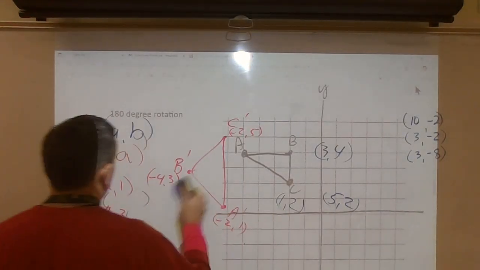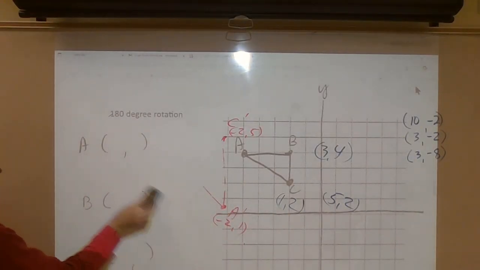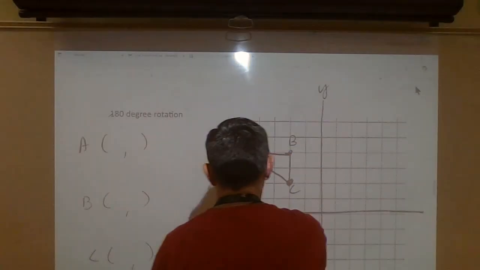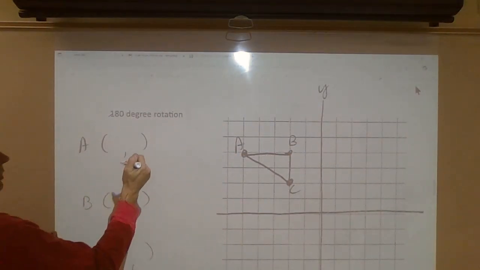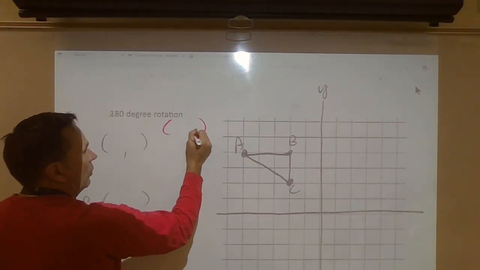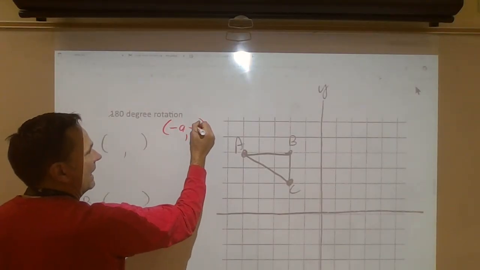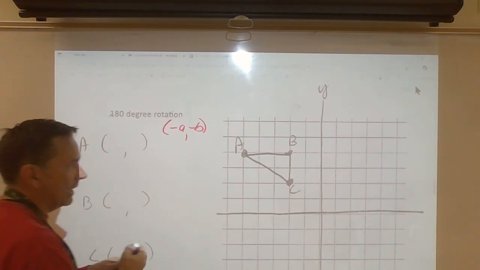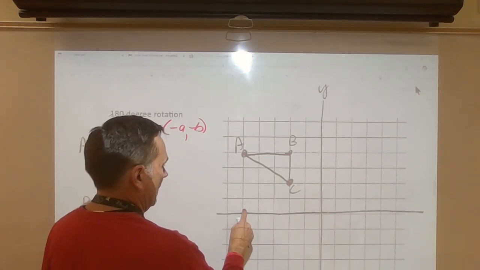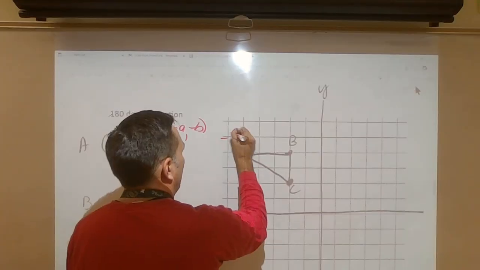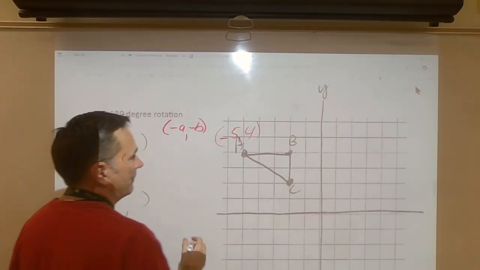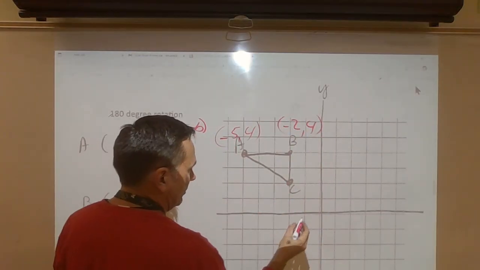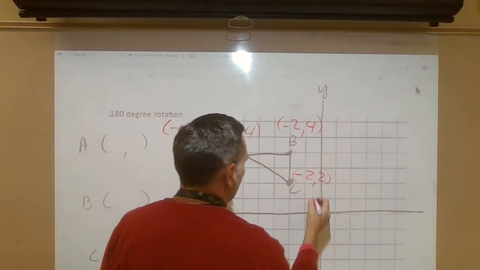180-degree rotation. Now I'm not starting in the first quadrant anymore. Rules still apply the same ways they did before with a 180-degree rotation. This becomes the opposite A value, opposite B value. So when we start, our A value, 1, 2, 3, 4, 5. Negative 5, positive 4. Our B value, negative 2, positive 4. Our C value, negative 2, positive 2.